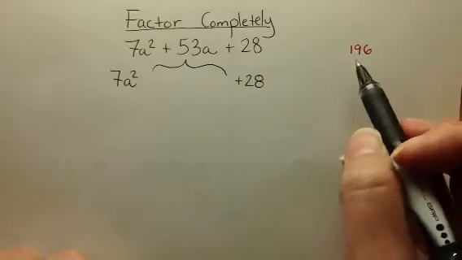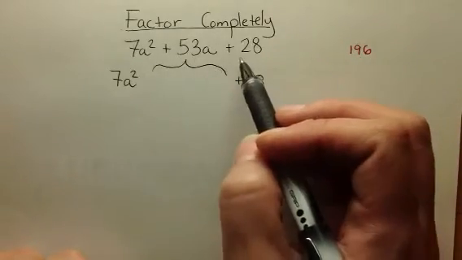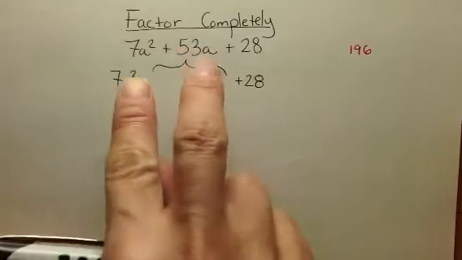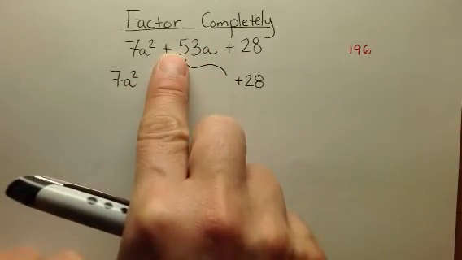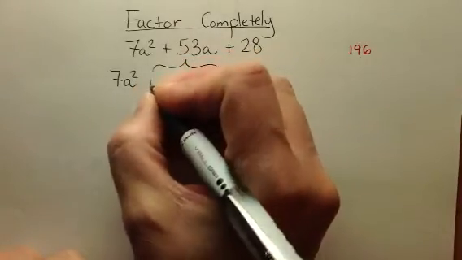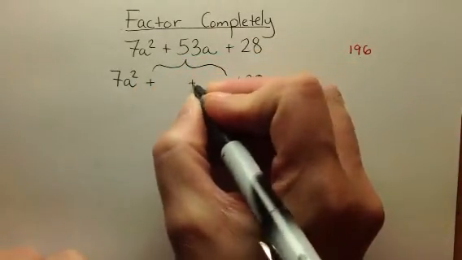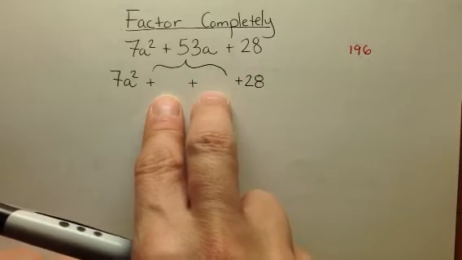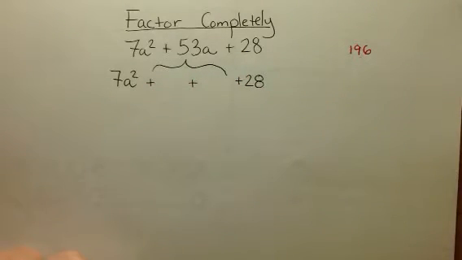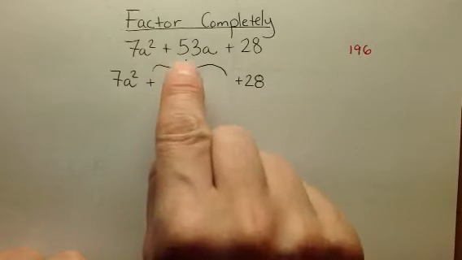First, let me check my signs. They multiply to be a positive, so I'm looking at 2 positives or 2 negatives. Their sum is positive, so it's 2 positives. Okay, so now that I know that they're both the same sign, I know that I'm looking for factors that add up to 53.